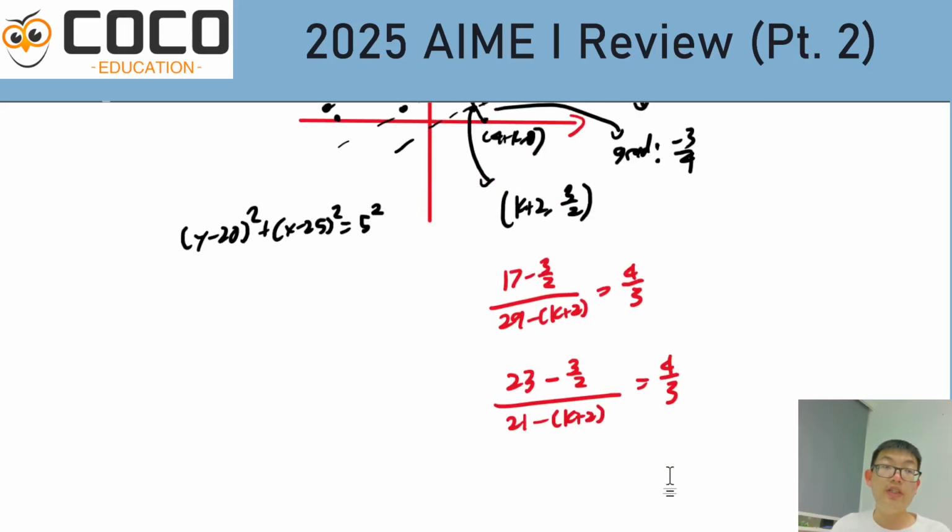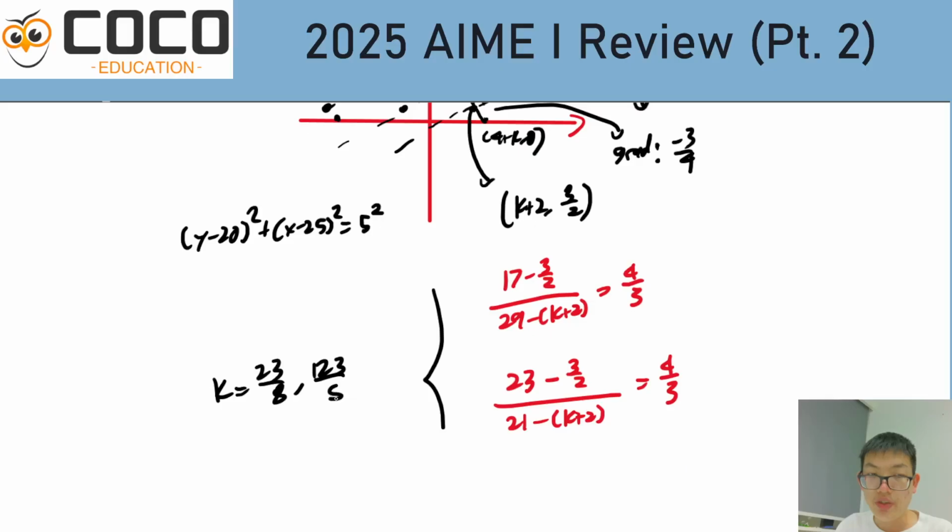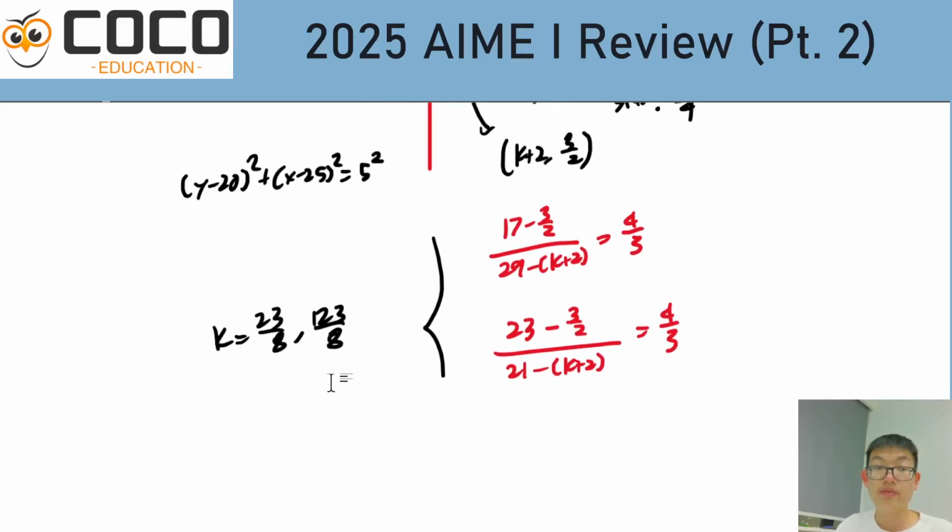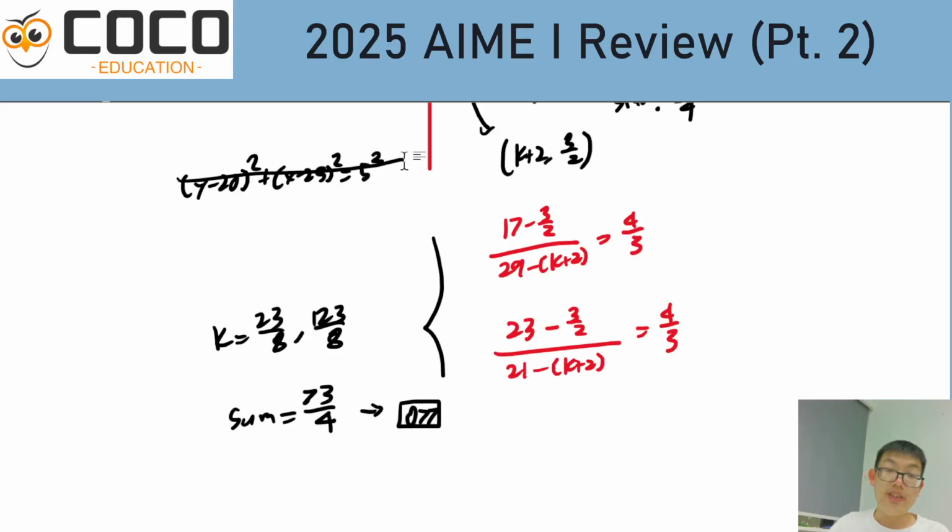So I think this is straightforward enough. To save a bit of time, I will just say that the solutions you get are k is 23 over 8 and 123 over 8. So answer is 077. Didn't actually even need the equation of the circle, did I?